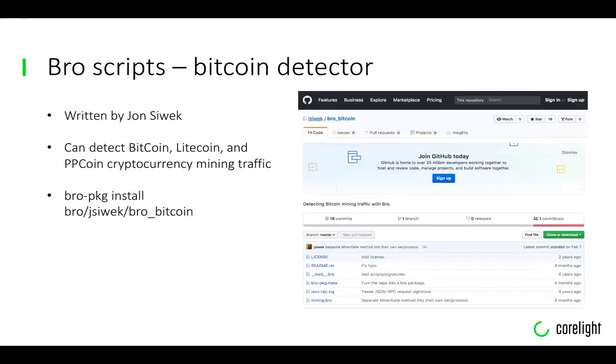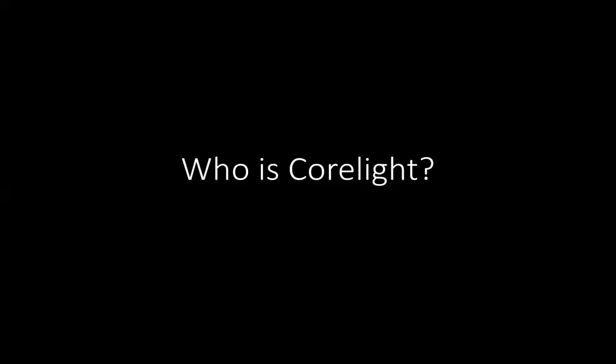Here's a great example of a Bro script that you might find interesting, written by a gentleman named John Sewick. It's a Bitcoin detector, so it detects different Bitcoin activity, or cryptocurrency mining activity, I should say: Bitcoin, Litecoin, and PPP coin as well. So you can install this and basically understand if anyone in your environment is trying to use your network and your endpoints to do cryptocurrency mining, which in places like universities is really important to understand, because a lot of students think electricity is free and try to mine cryptocurrency at the expense of the college. So network security folks want to know about that.